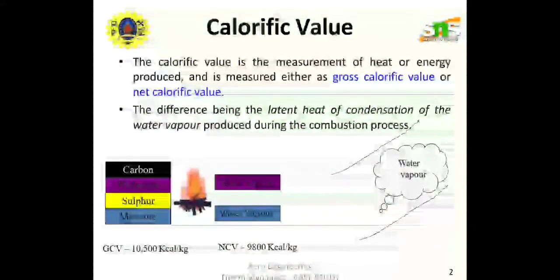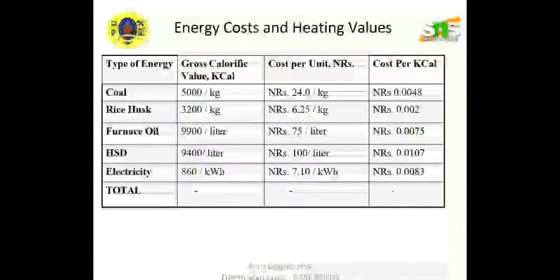Calorific value. Calorific value is the measurement of heat or energy produced and is measured either as gross calorific value or net calorific value. The difference being the latent heat of condensation of the water vapor produced during the combustion process. Energy costs and heating values. These are the values and these are the types of energy, the gross calorific value, cost per unit and cost per kcal given in this diagram.